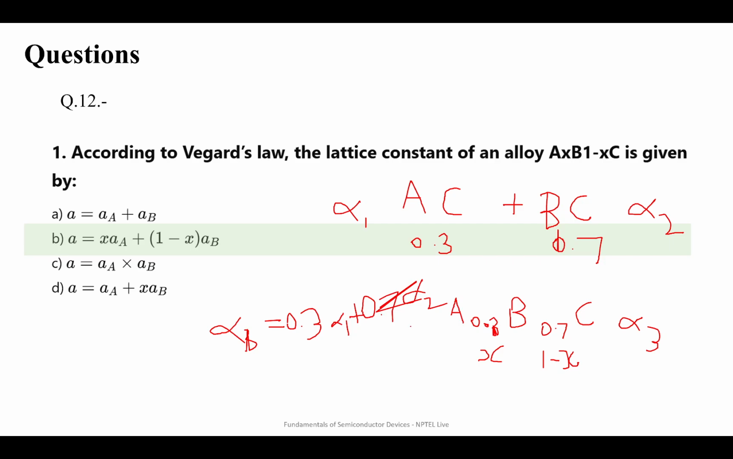So it will be 0.3 alpha 1 plus 0.7 alpha 2. Okay, sir.